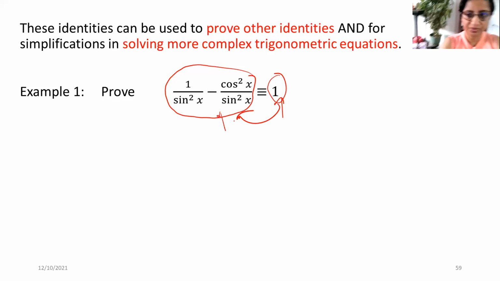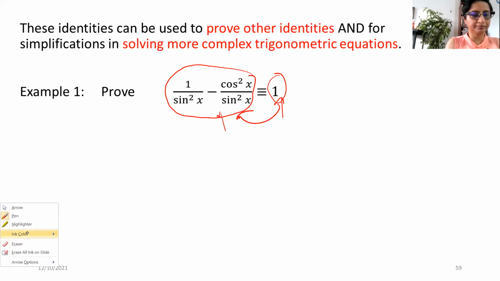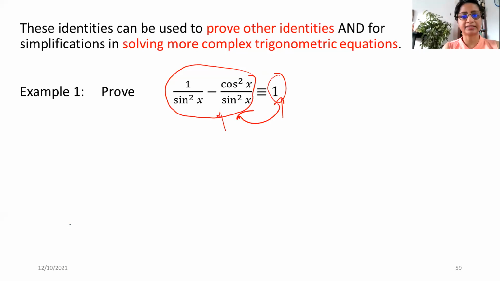So I will quickly show you that. So if you have to prove an identity like this, you choose the side that you can simplify. You can start from any side that you like, but you choose the side that you think you can simplify.